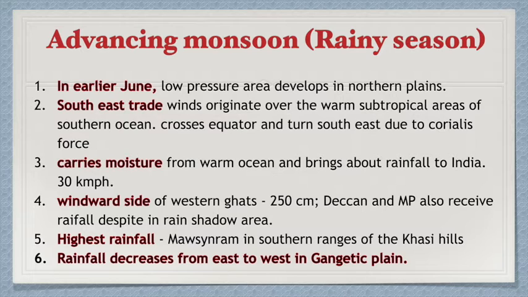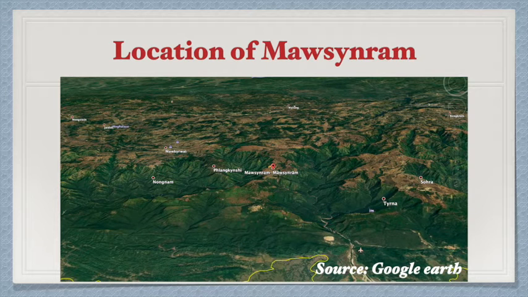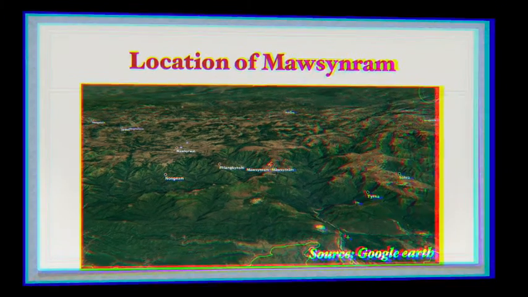Rainfall decreases from east to west in the Gangetic Plain because after deflection from the hilly ranges in the northeastern states, the wind moves from that area to the west, from east to west. Since this wind blows over land, the moisture it carries is lost over its course. So rainfall decreases from east to west in the Gangetic Plain. See on the map the location of Mawsynram, a place in Meghalaya. It is located on the southern slopes of Khasi Hills, the windward side.